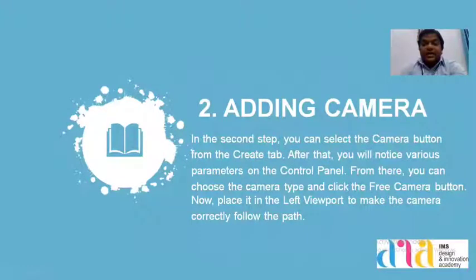Second, adding camera. In the second step, you can select the camera button from the Create tab. After that, you will notice various parameters on the control panel. From there, you can choose the camera type and click the free camera button. Now, place it in the left viewport to make the camera correctly follow the path.